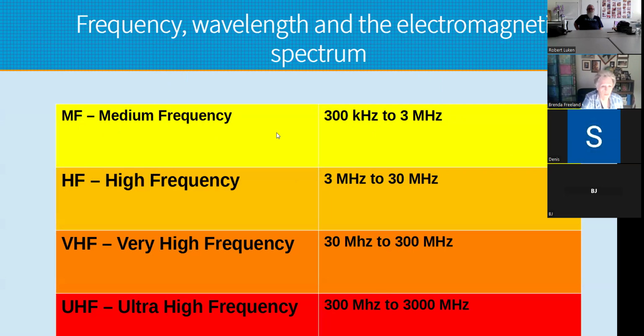Well, let's see. 160 is in there, isn't it? What is 160? 1.8 megahertz, I think. So 160 is down there. More 160, people are operating down in the low 160, but most of your activity is going to be in the HF and VHF, UHF ranges.